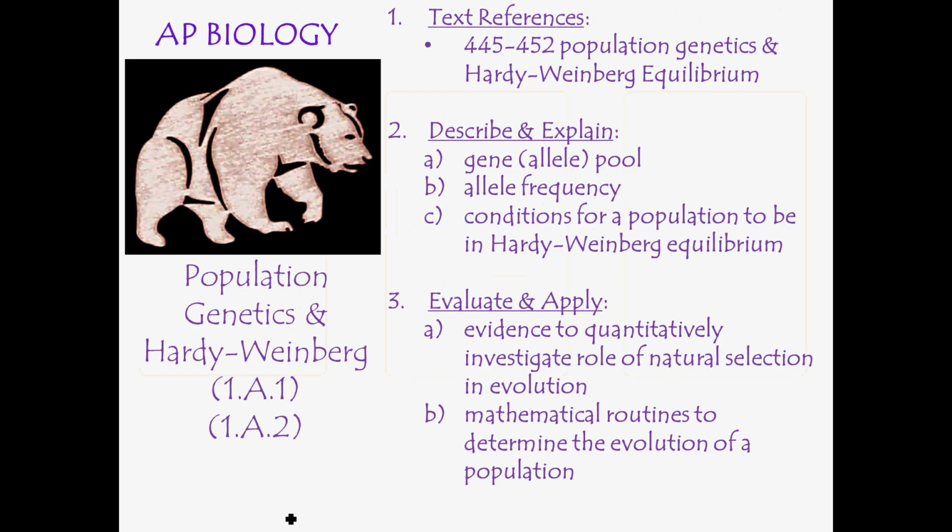Okay, so to sum things up here, you should be able to now describe what is meant by a gene or an allele pool, know how to describe and calculate the allele frequency, and the five conditions that must be met in order for a population to be in Hardy-Weinberg equilibrium that is not evolving. And then evaluate and apply evidence to quantitatively investigate the role of natural selection and evolution, and mathematical routines, and that again is calculating the p and the q, those Hardy-Weinberg equilibrium situations there, and to know and determine whether or not a population is evolving.